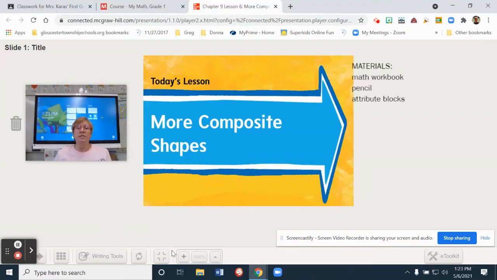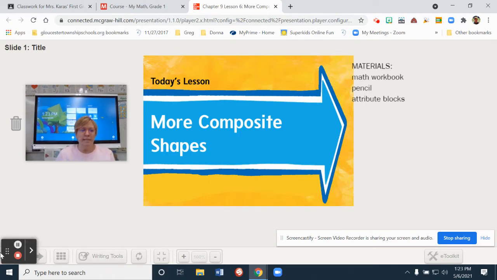Before we begin, please make sure that you have the following materials: math workbook, your pencil, and the attribute blocks. If you need to get any of those, please pause and then bring them back here now.